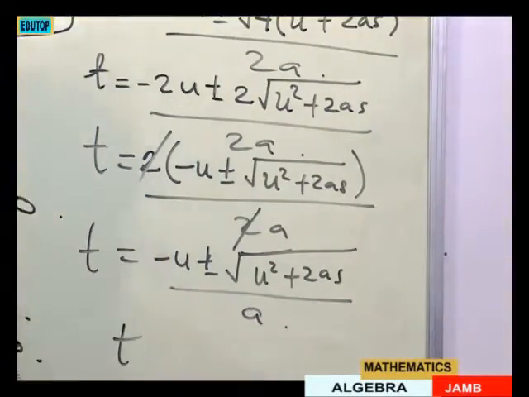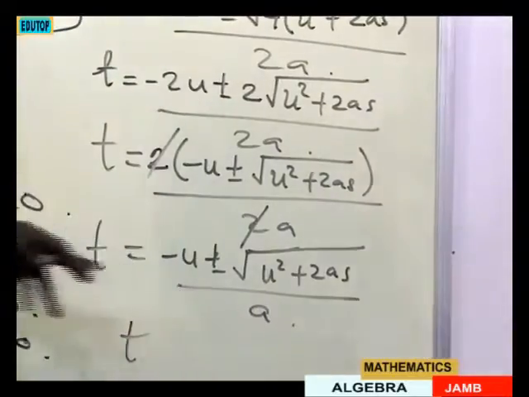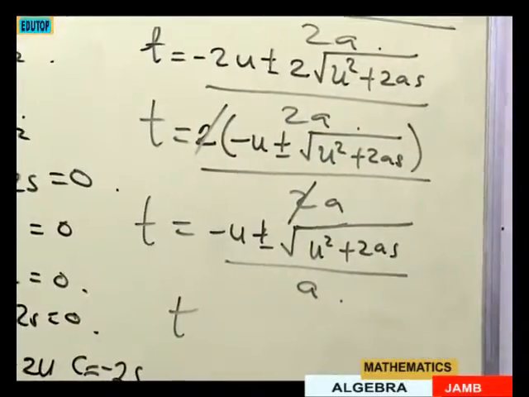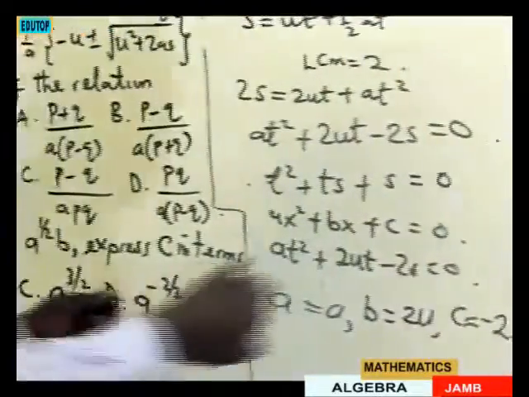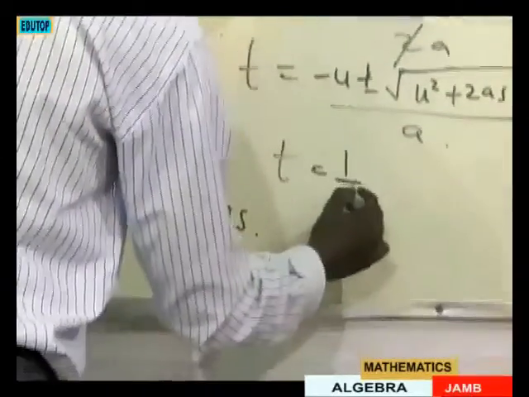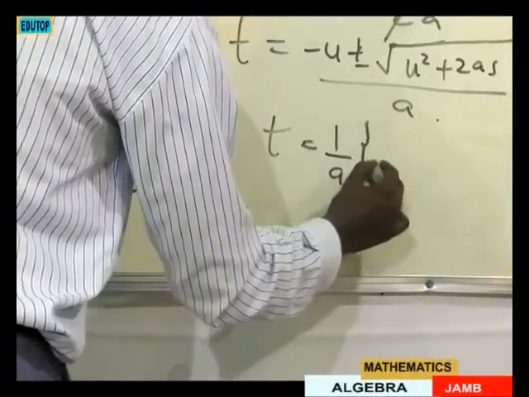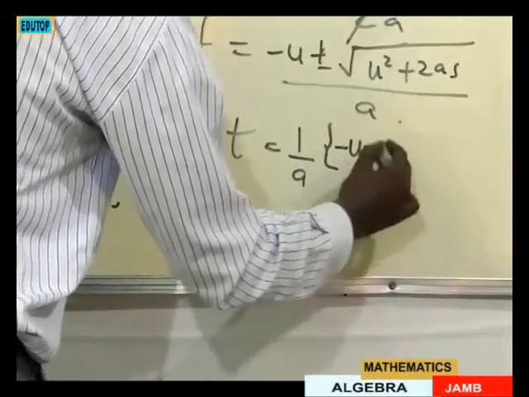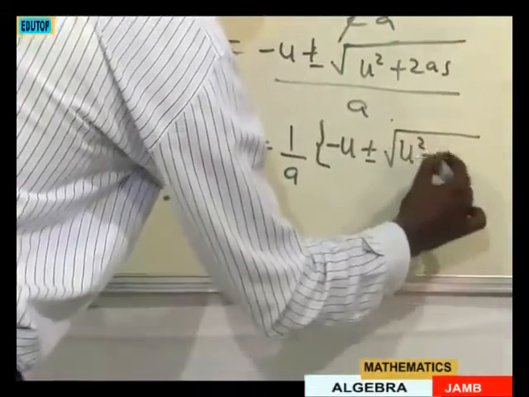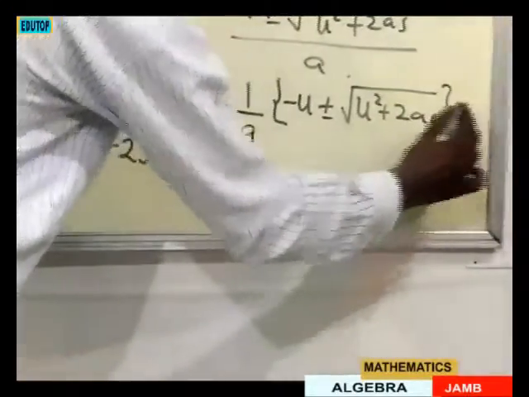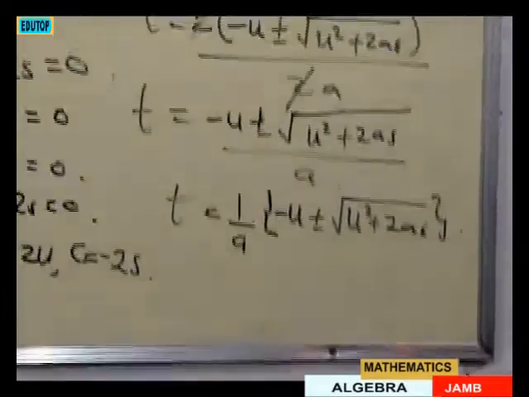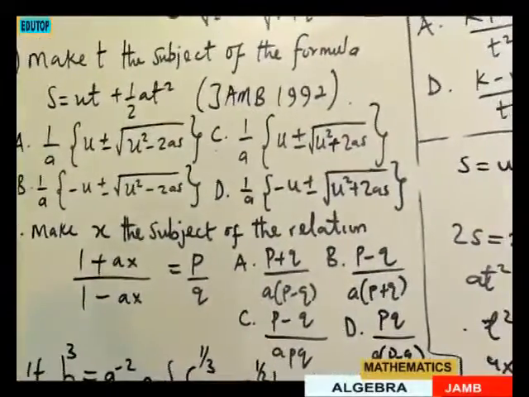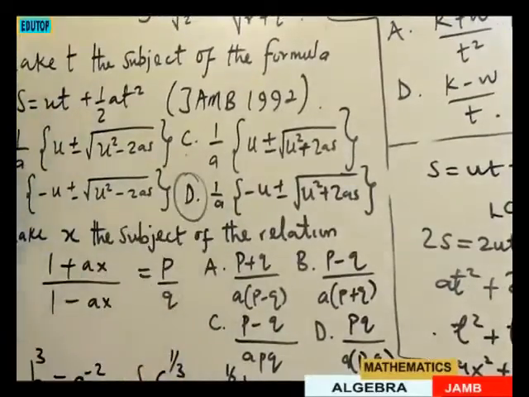Then here, this is the final answer. So you check your options, you can see that your 1 over a is shifted to the other side. So that means I can just say that 1 over a into minus u plus or minus square root of u squared plus 2as. And I will go to my options and see the one that will fit in. I have 1 over a minus u plus or minus square root of u squared plus 2as. So option D will definitely be the answer.